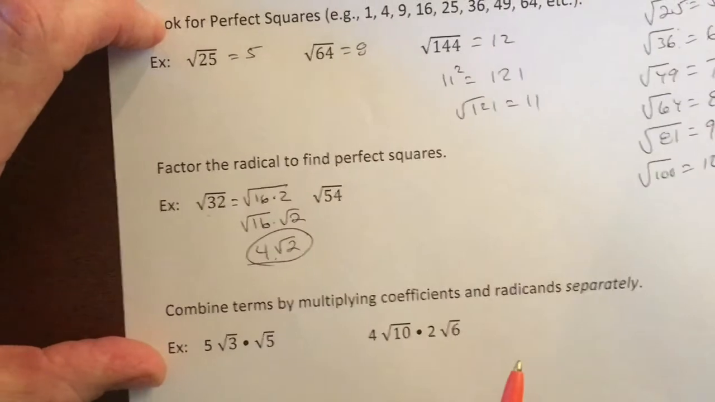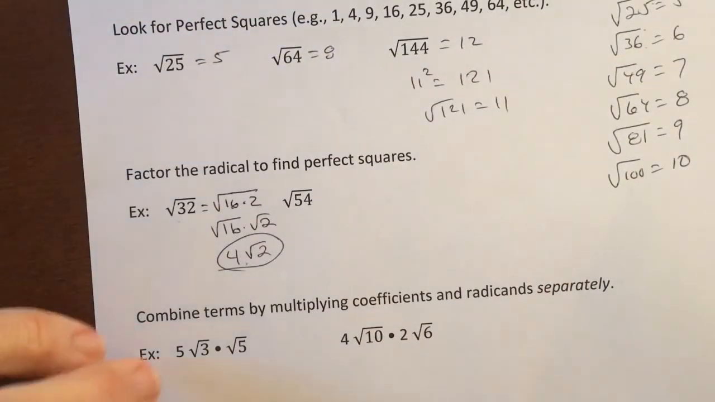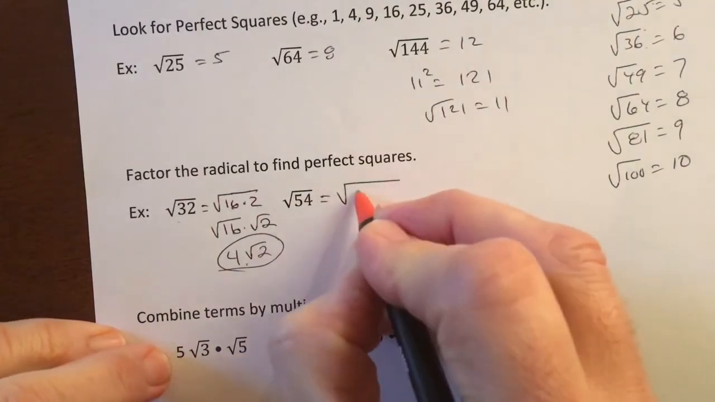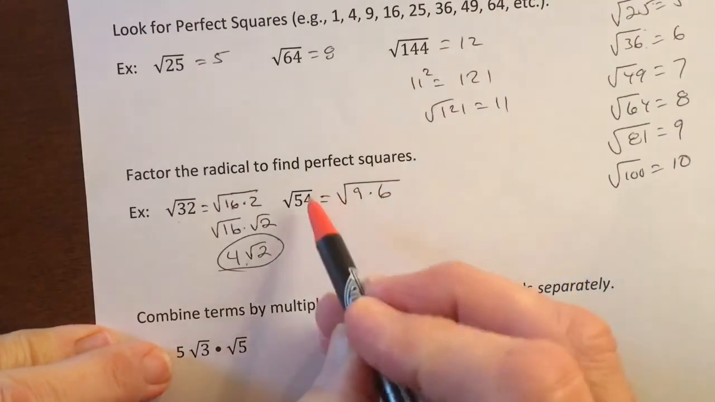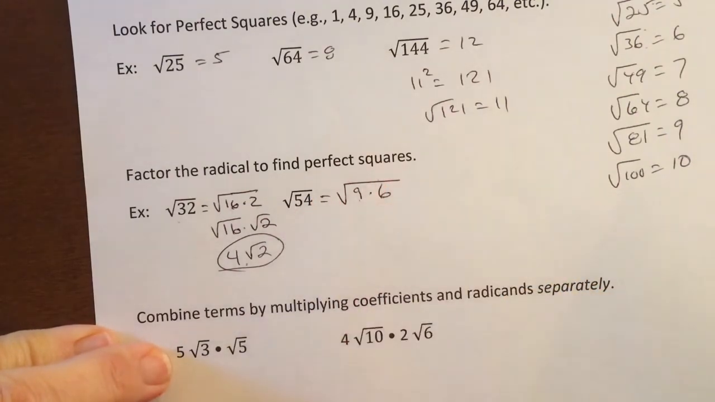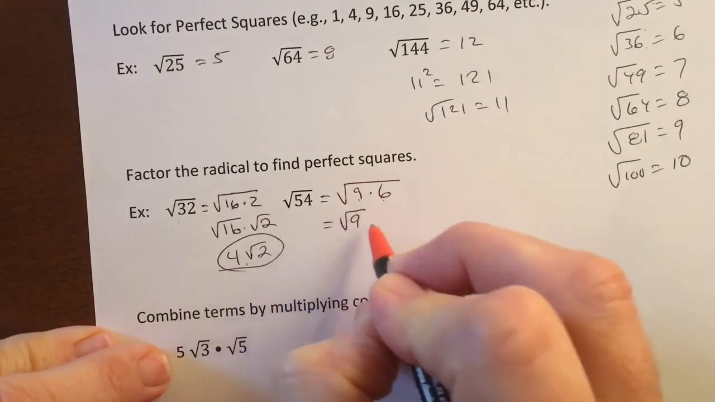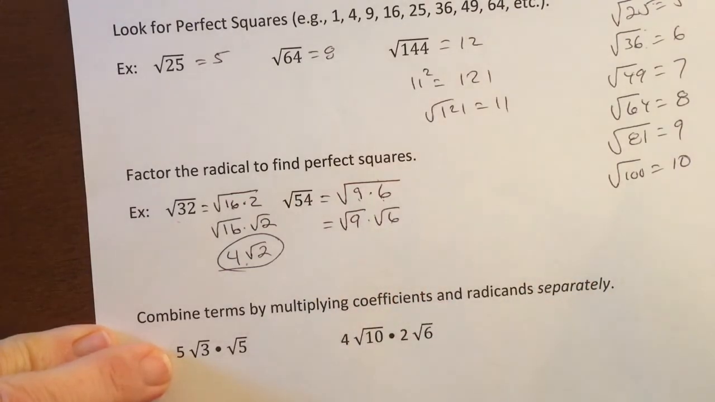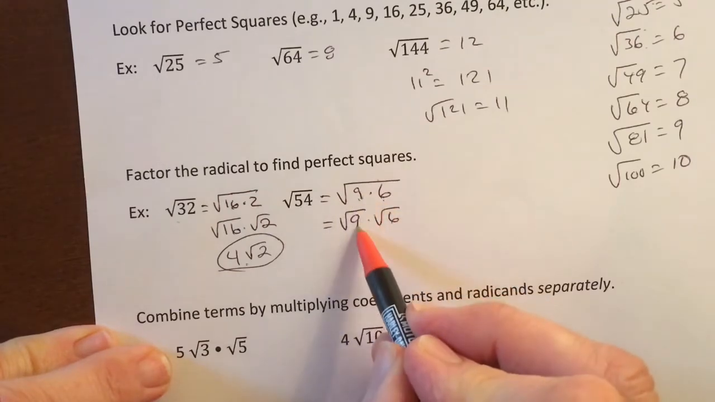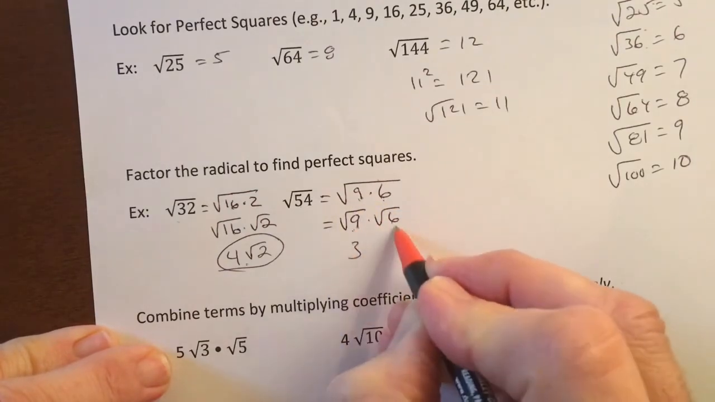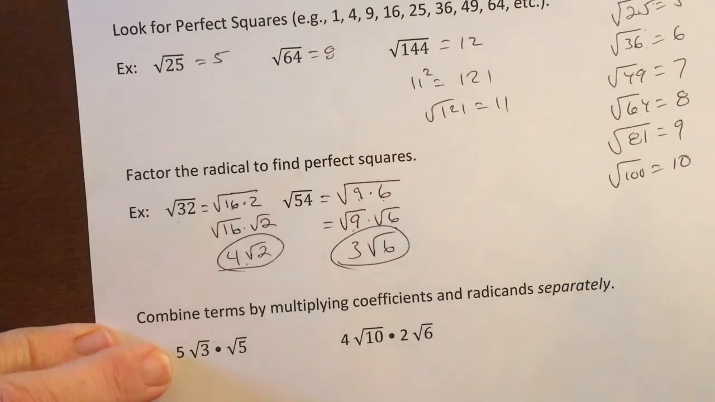Next example is 54. Well, let's see. I think 9 times 6, 9 being a perfect square. So again, a larger radical with 9 times 6, and 9 times 6 is 54. 54 is under the radical, 9 times 6 is under the radical. If I now split the radical, I have square root of 9 times square root of 6. One of the things I also want to mention is try to put the perfect square first, because then this 9 will become a 3. Square root of 6 isn't going anywhere. There's the answer.